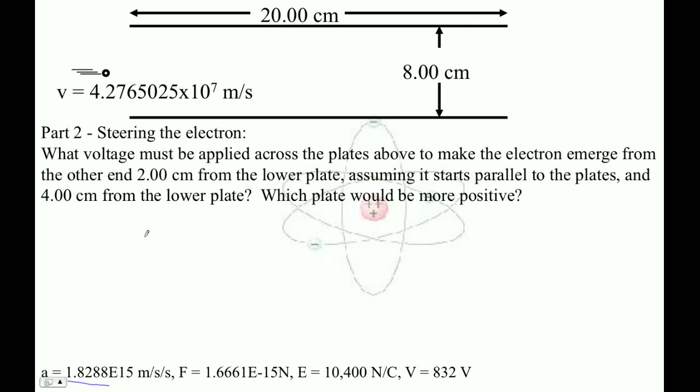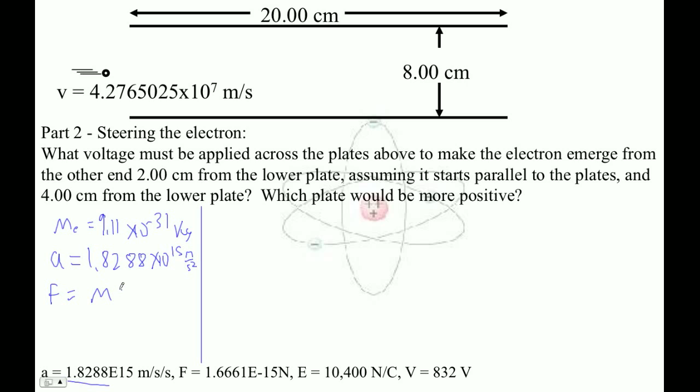Okay, so the first thing we're going to do, this is really simple, is we know that the mass of the electron is 9.11 times 10 to the minus 31st kilograms. We know that the acceleration is 1.8288 times 10 to the 15th meters per second squared. And so I'm going to use F equals ma, and I'm just going to multiply those. So 9.11 e minus 31 times the acceleration.